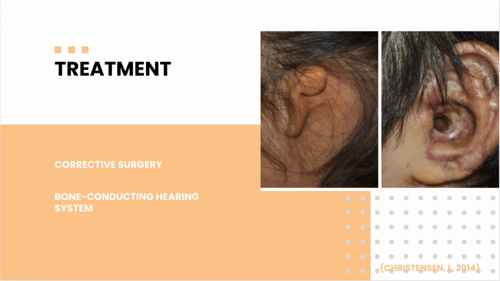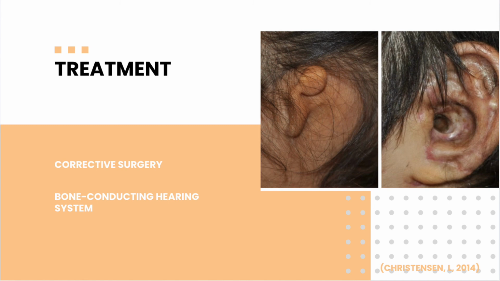Another treatment option is a bone conducting hearing system. This option is not to be confused with a hearing aid or cochlear implant. It is a device that sends sound vibrations directly to the inner ear via bone conduction through the skull. So there are two parts to this solution, a titanium implant and an external sound processor and mic setup.